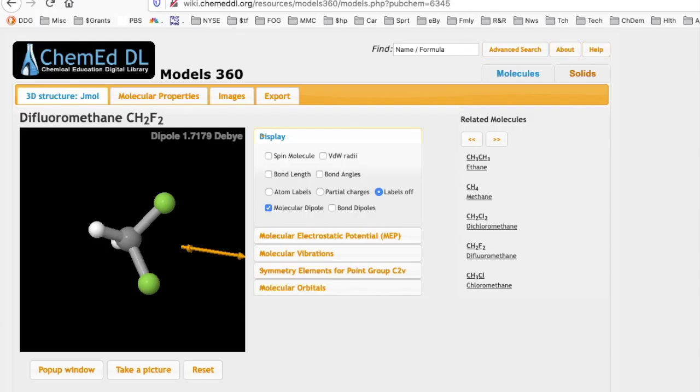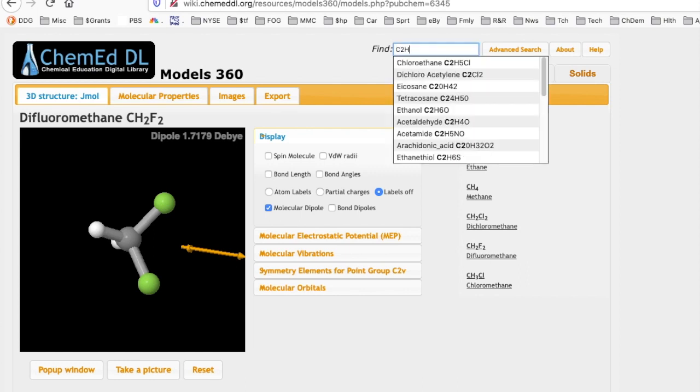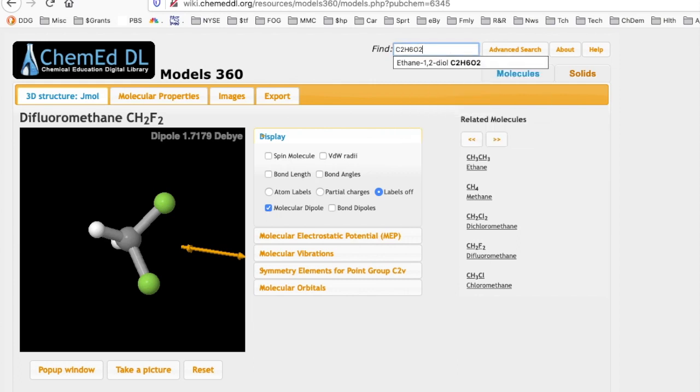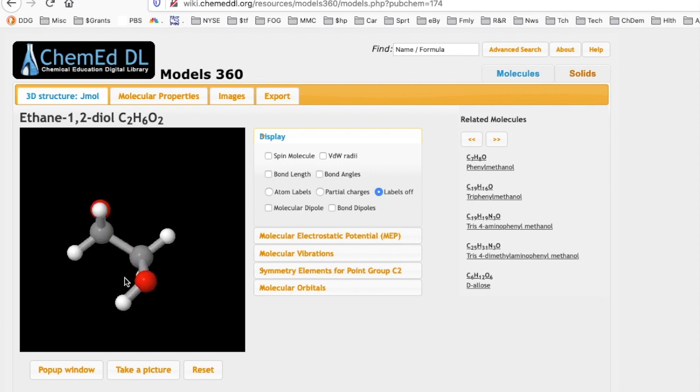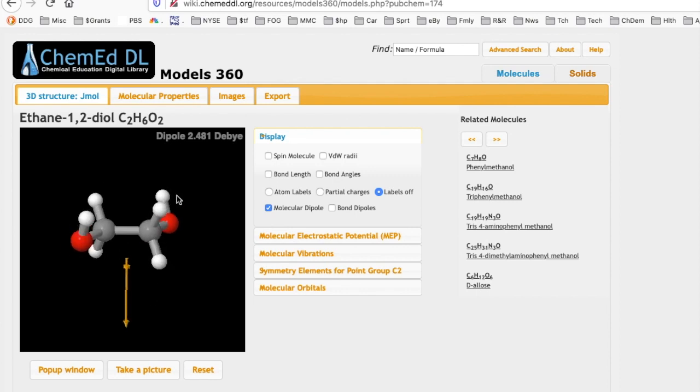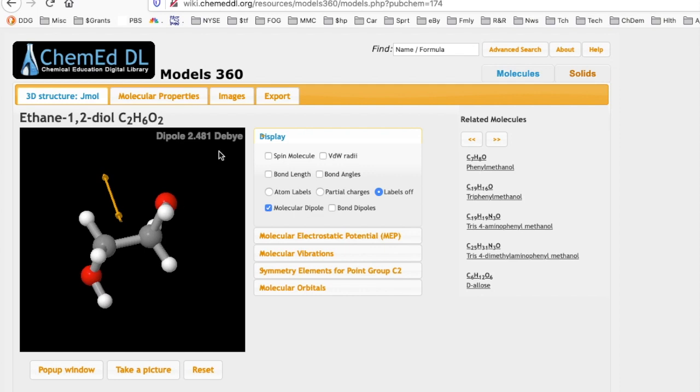Let's go and put it right here. In this particular case, I'm going to write C2H6O2. And I'm not going to write the name. I'll just put the formula, and here it is right here. And here's the structure. And I'm going to look at the dipole. And this particular chemical is polar. You can see right here that it is polar. And the dipole moment's 2.481. So that's what I'm going to write in my chart.